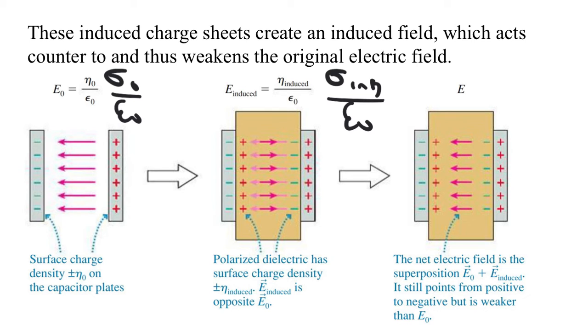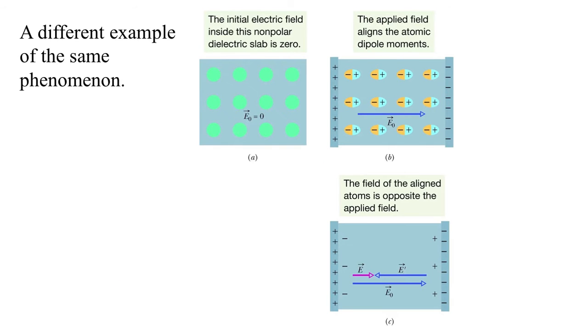But then we induce a field that goes this way, which is opposite to the original field. And so we can show later on it will be smaller than, it's opposite to but smaller than the original field. So it weakens the original field, makes it seem less strong. It still points the way we'd expect it, from positive to negative, yay, but is weaker than we would have thought offhand.